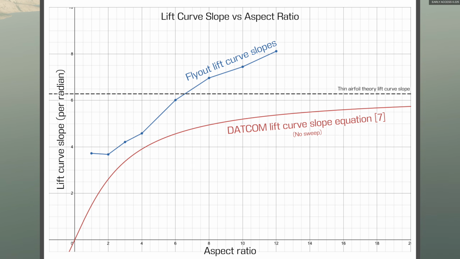As we can see, the lift curve slope in Flyout is significantly higher than the equation results, which means that for a given angle of attack, most wing configurations will have a higher lift coefficient than they should. We can also extrapolate that they stall earlier than one would expect, which is much more prominent for high aspect ratio wings. It's also worth noting that the game currently has a minimum effective aspect ratio of 2.